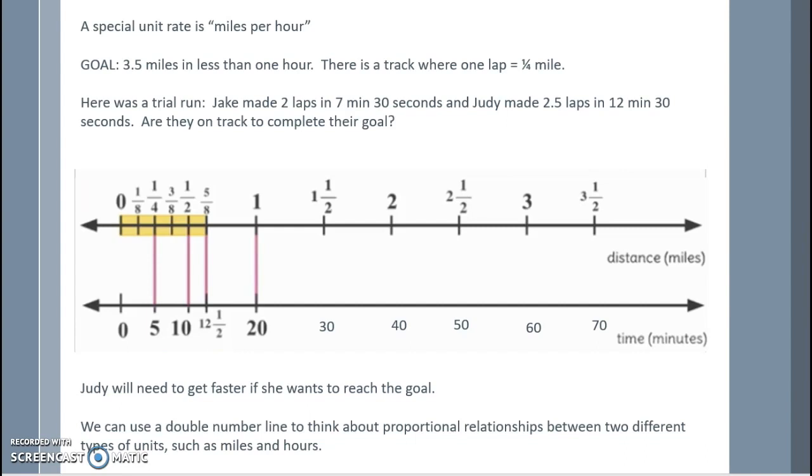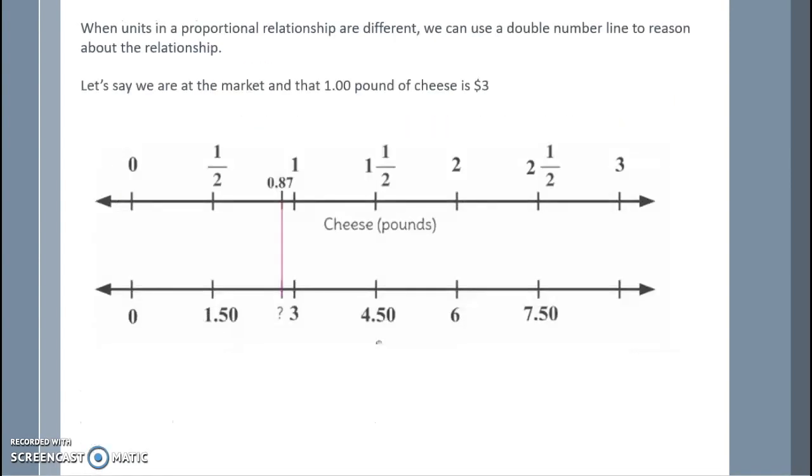So we can use a double number line to think about proportional relationships between two different types of units, such as miles and hours. When units and proportional relationships are different, we can use a double number line to reason about their relationship. Let's say we are at the market and that 1 pound of cheese is $3. If 1 pound of cheese is $3, we can reason or double that 2 pounds would be $6. Or dividing it in half, a half a pound would be $1.50. So each half pound, we extend $1.50.